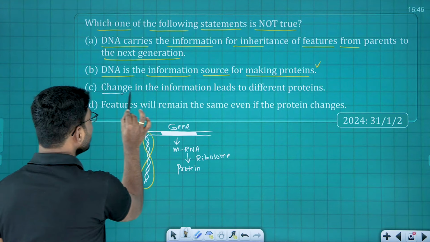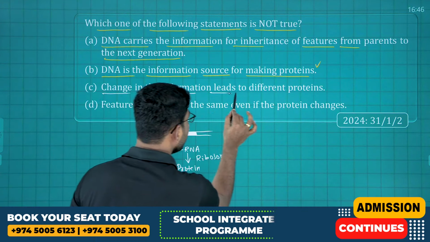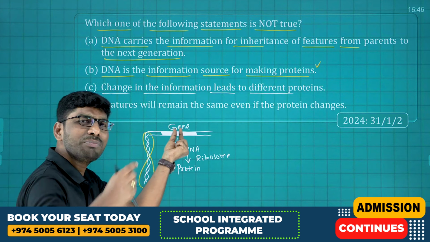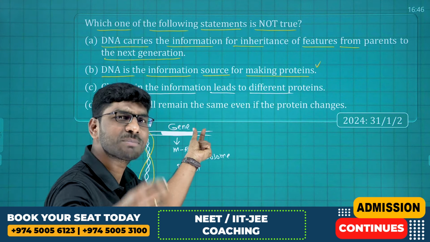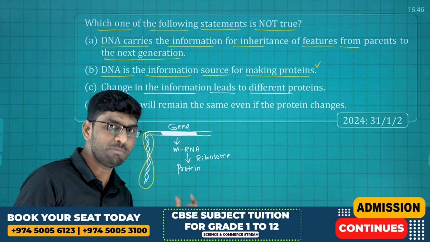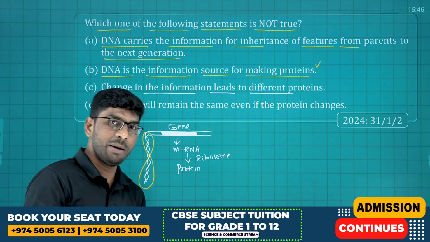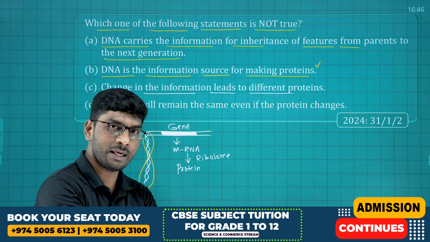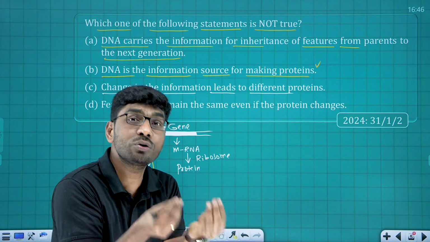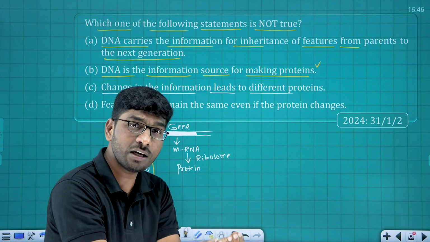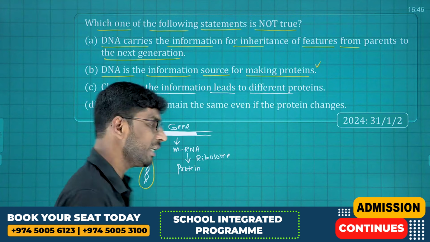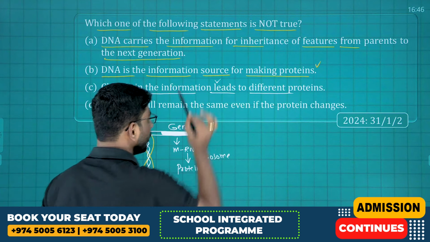Next, change in the information leads to a different protein. If I change the DNA, some small mutation takes place, a small change happens in the DNA, will the same protein come or a different protein come? You answer me. If in the DNA a small change comes, automatically the effect is on what? Protein. So if anything goes wrong in the DNA, automatically it affects the protein. So this statement is also absolutely correct.